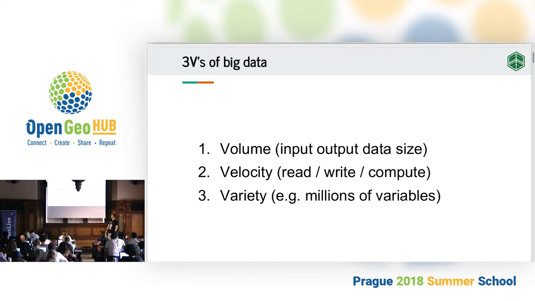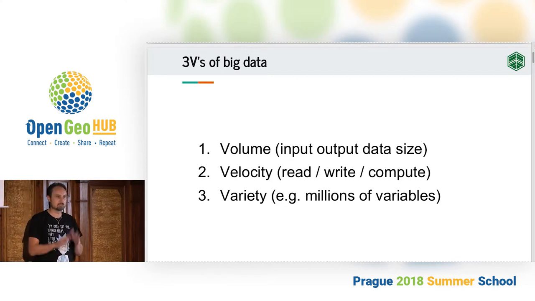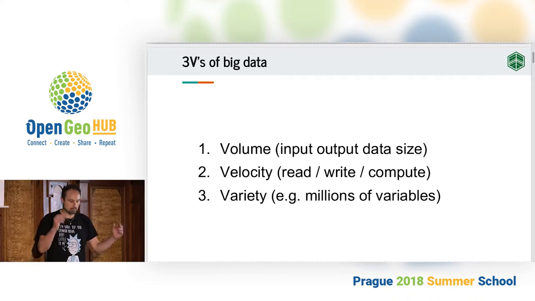So the three V's of big data. Big data is not necessarily only data that is high in volume. It can also be data which is difficult to import, read or organize. And it can also be data which has high complexity. So this can also be considered big data. You can have a data set maybe not so big, but you have like, I don't know, 1,000,000,000 variables or something.